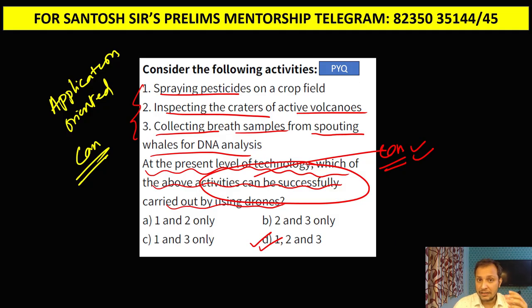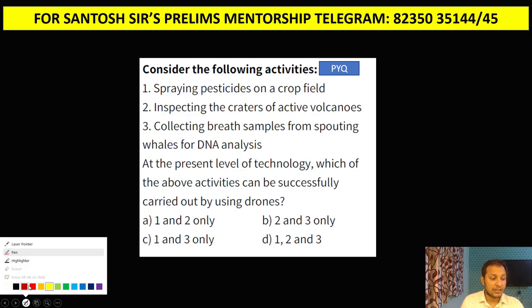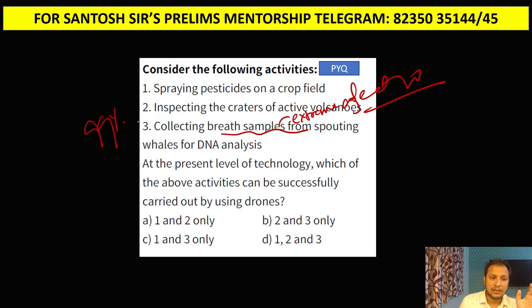There may be instances where UPSC may give a trap. What they will do is change one of the statements by adding some extreme adjective. So in that case all of the above will not be true. But in 99% of the cases you will not have these kind of extreme statements, and generally the answer will be all of the above in application based questions.